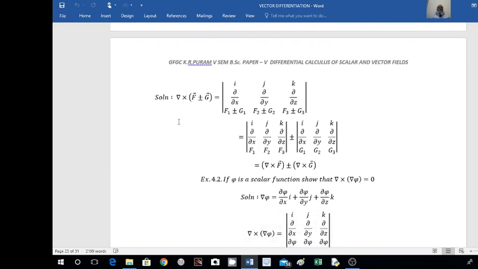Here we have del cross of f plus or minus g is equal to the value of the determinant where the first row is i, j, k, second row is dou by dou x, dou by dou y, dou by dou z, and third row the components of this vector function. So that is here f plus or minus g. This can be written as f1 plus or minus g1 of i, f2 plus or minus g2 of j, f3 plus or minus g3 of k. Okay, this can be written like this.